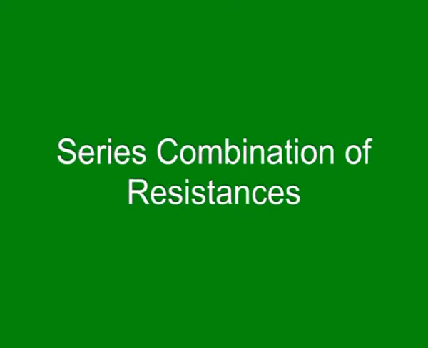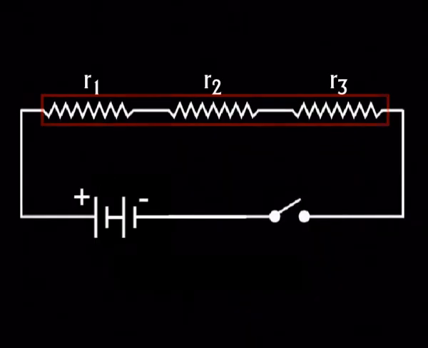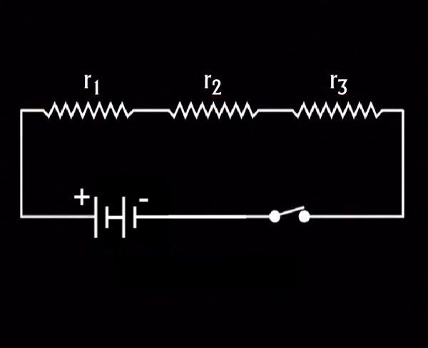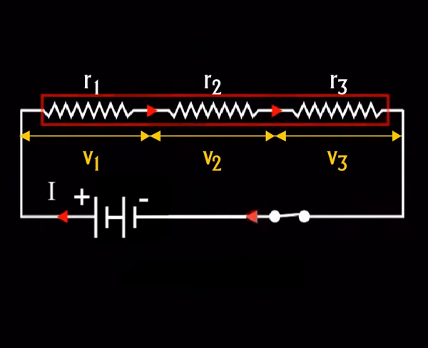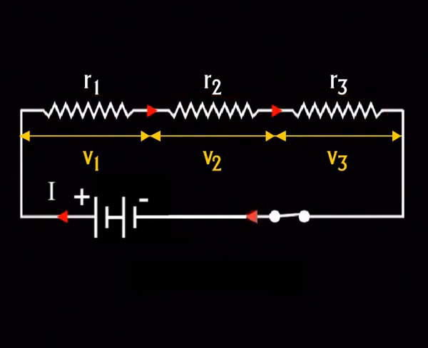Series combination of resistances. Resistors are said to be connected in series if the same current is flowing through each resistor when some potential difference is applied across the combination. If the three resistances R1, R2 and R3 are connected as shown in this figure, they are said to be connected in series.